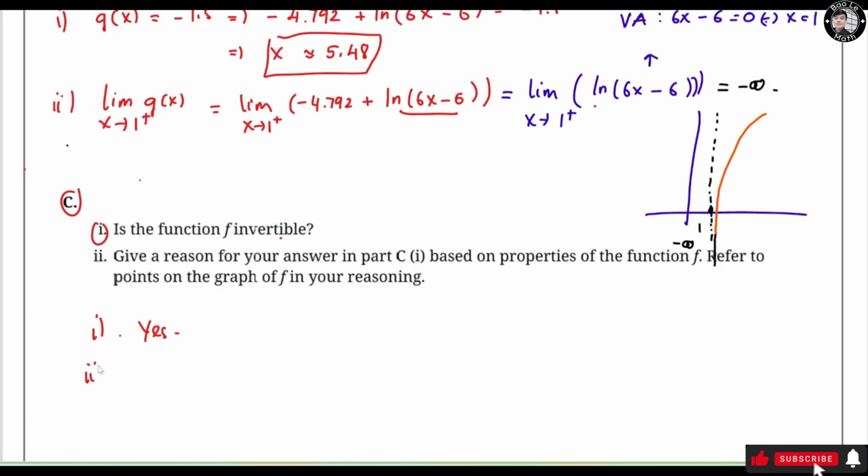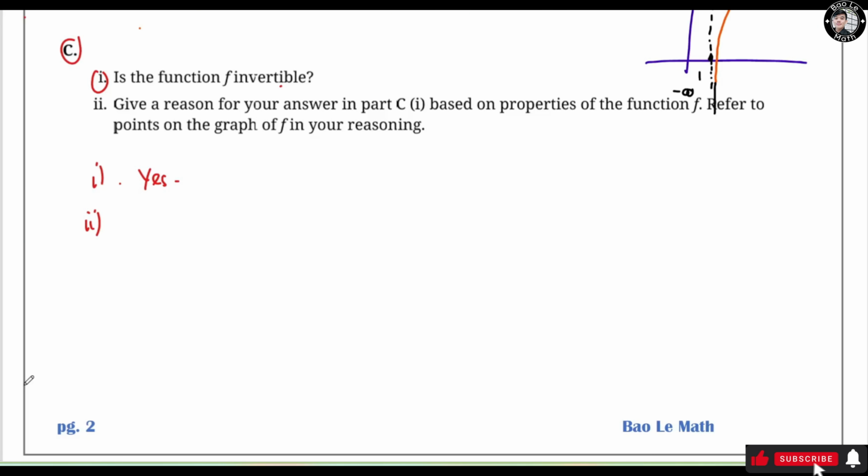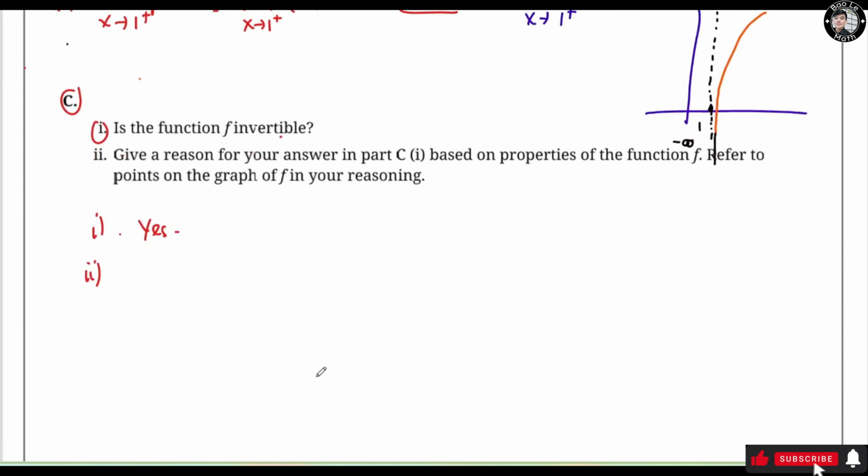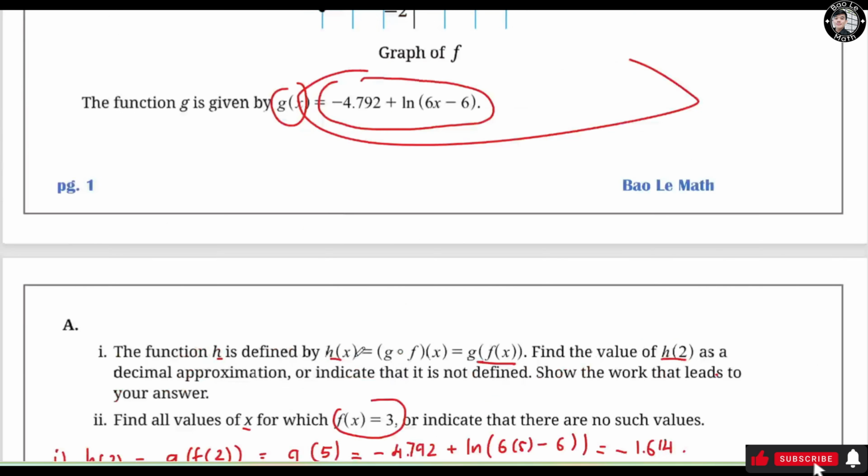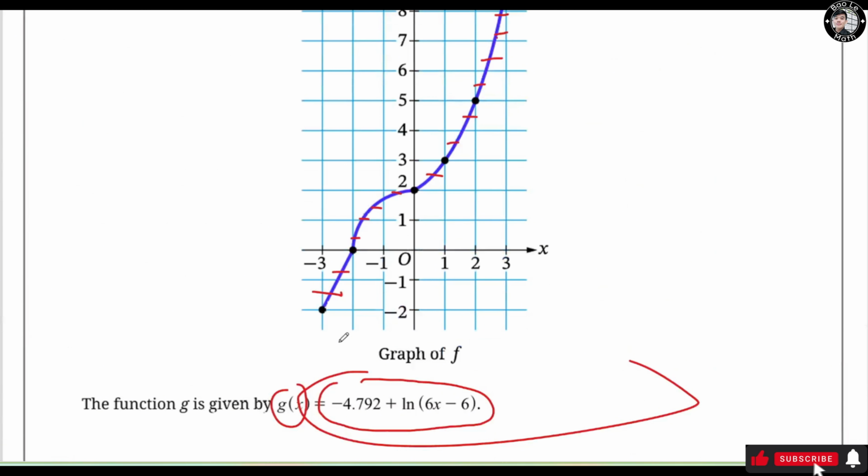Now 2i right here, we need to explain why, right? So remember, the function is invertible if it is 1-to-1, right? And we look at the graph of the function f right here. It's strictly increasing on the domain -3 to 3. Therefore, every horizontal line intersects the graph at most once, right?